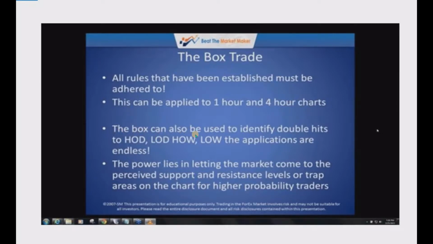The box can also be used to identify double hits, like a type 2 22, where it takes 2 sessions for them to work a high or whatever to the high of the day, low of the week. And the applications, I guess, are endless. The power lies in letting these markets come to the perceived support and resistance levels or trapped areas on the chart for higher probability trades.